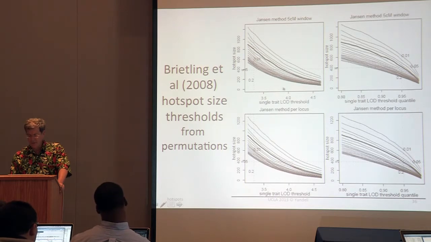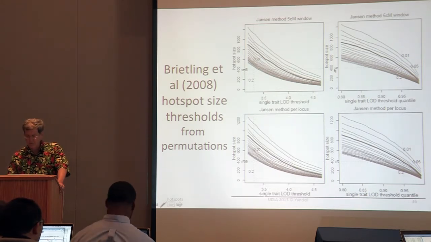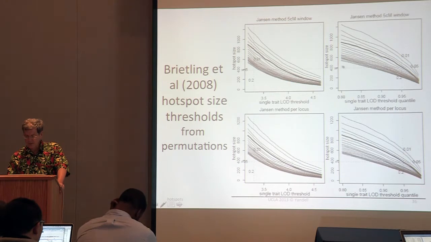Okay. So when we do that, then we can end up with ways to look more carefully at the threshold. So this is with the mouse data. So let's see, here's the 5% threshold. The 5% threshold was about 3.9 something, which would correspond to a hotspot of about size 400.